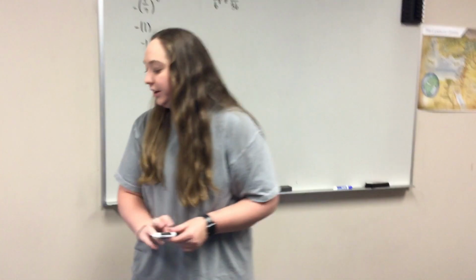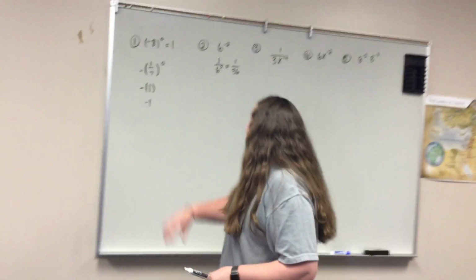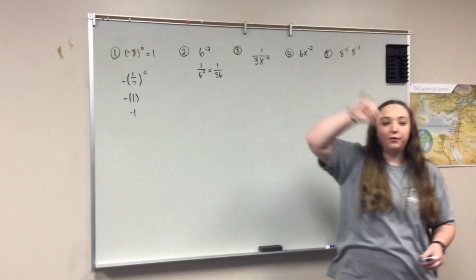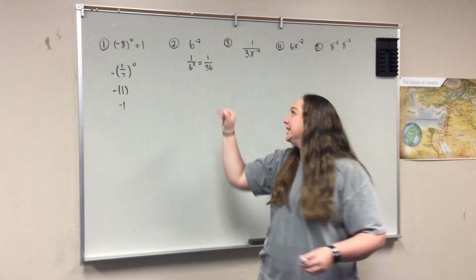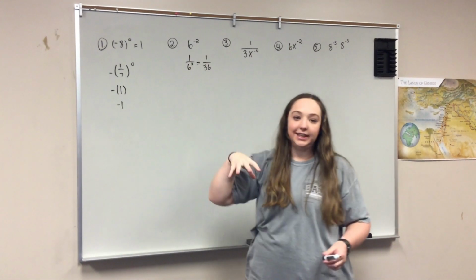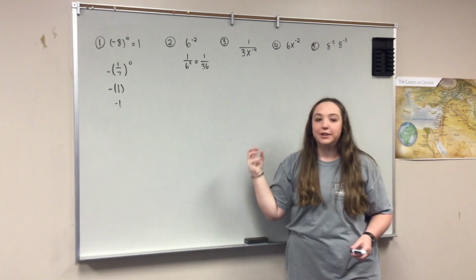Okay, and then number 3, we're going to rewrite the expression without using a negative exponent. So over here we have an x to the -4, and that -4 is with the x, it's not with the 3, so don't get messed up. Right here the -2 is with the 6, but right here the -4 is with the x.